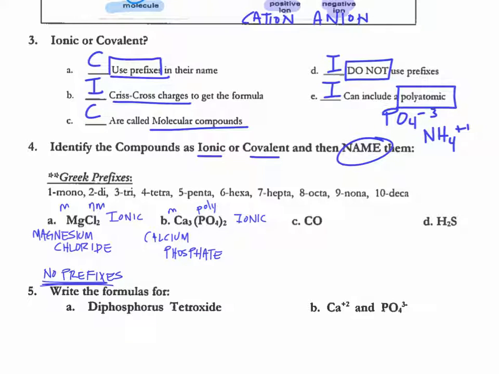Okay. Letter C, I've got a carbon and an oxygen. Carbon is a nonmetal. Oxygen is a nonmetal. So this is a covalent compound. Covalent compounds need prefixes.